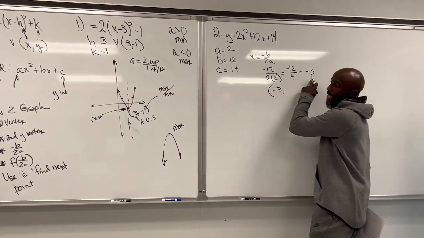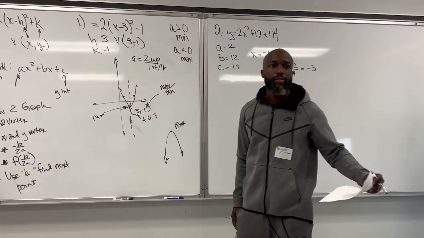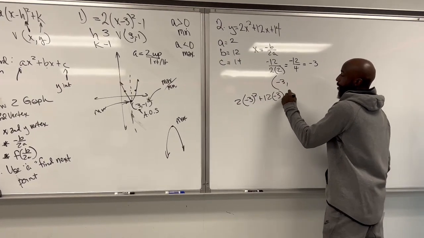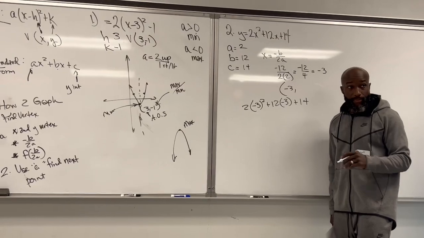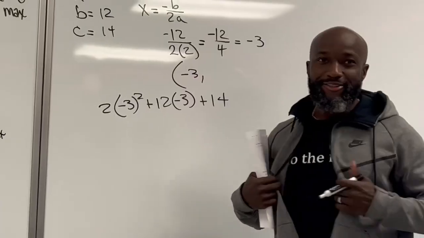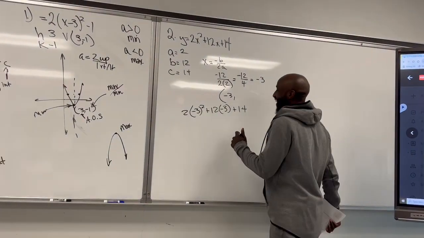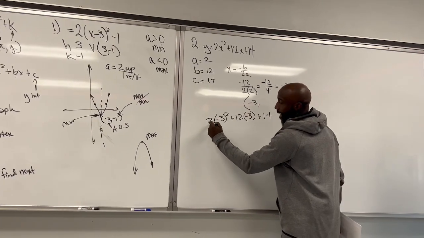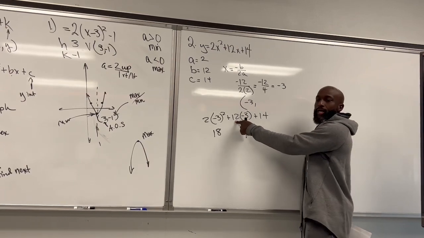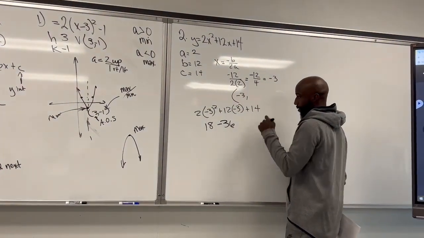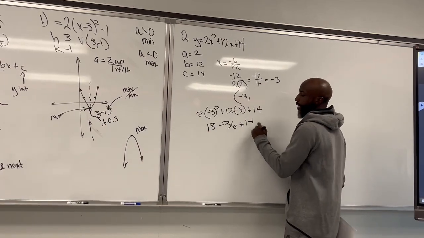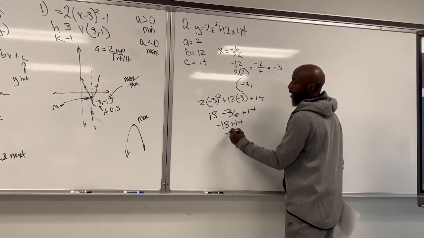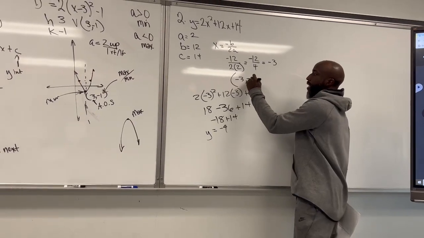And then we're going to take negative 3 and plug it into the function. We're going to substitute it for x. So it'll be 2 times negative 3 squared plus 12 times negative 3 plus 14. Then from here, we do the math. Negative 3 squared is 9. 9 times 2 is 18. 12 times negative 3 is negative 36. Plus 14. 18 minus 36 is negative 18, plus 14 gives you negative 4. So the y of the vertex equals negative 4.